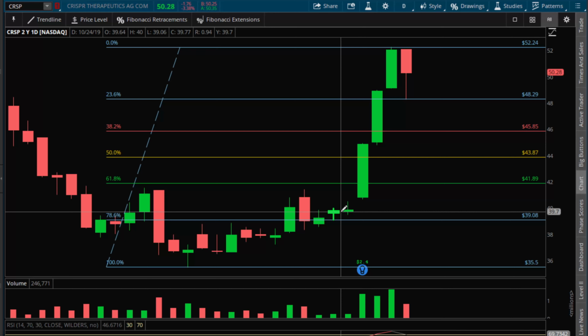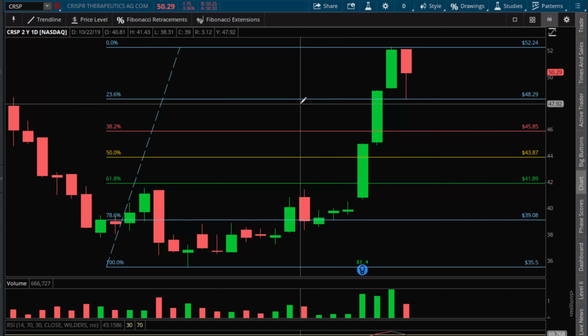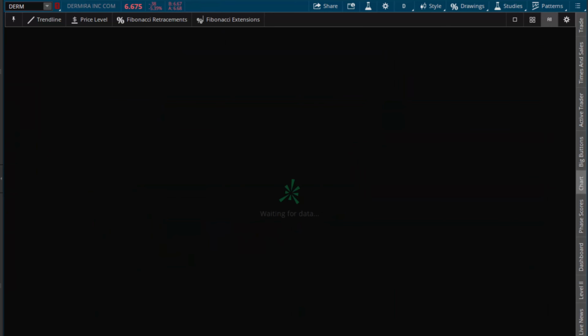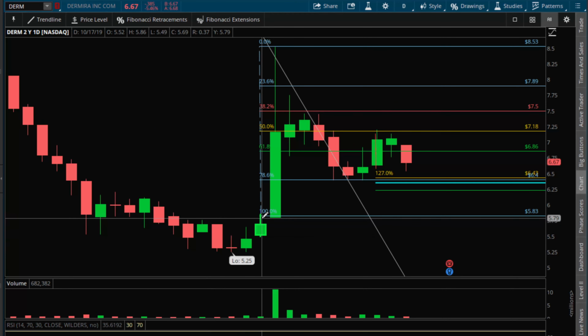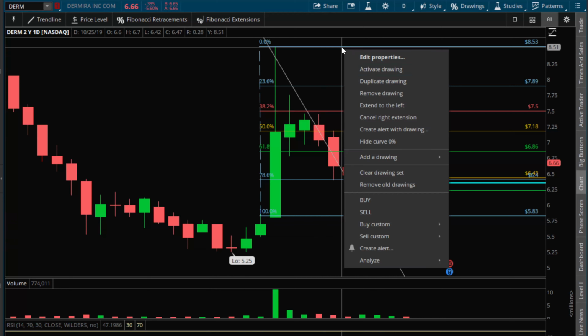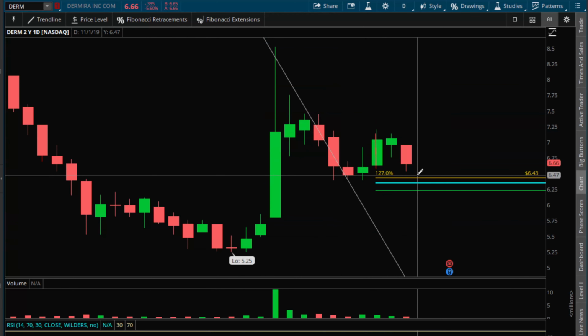Now sometimes it will break down that level, but if you get in at 61.8 and you can create a pretty tight stop and it holds that level, then a lot of times that leaves you in pretty good shape if it does go up, even for a double top or a continuation of the trend. So I just want to show you there on CRISPR. Next chart I'll pull up here is going to be DERM. Now let me go ahead and remove these.